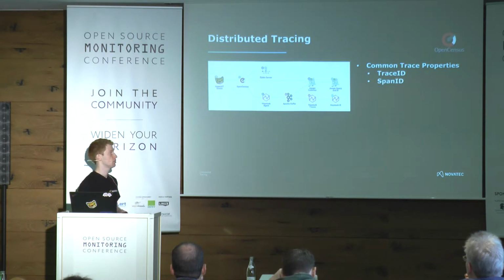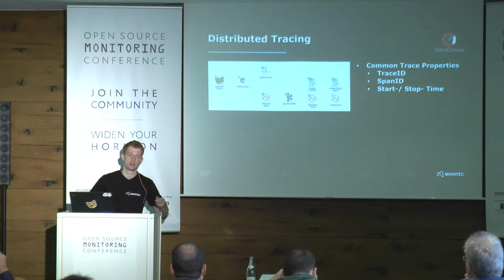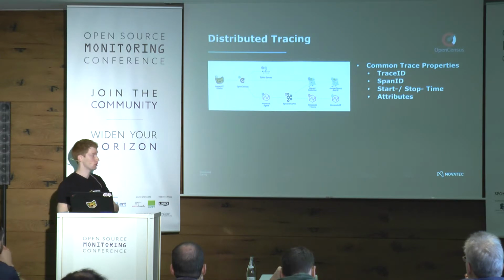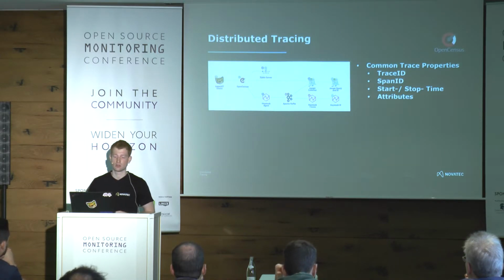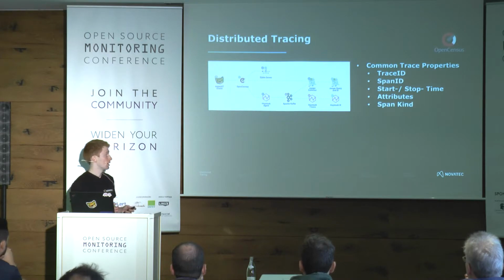So there's the trace ID, which is important. There's the span ID, which is important. And for sure, you have a start and stop time, which is also relevant in order to compute the response time. And in addition to that, you can just add some additional attributes in order to give some context with it. So it could be a method name or something like that. And for sure, there's a span kind, which is also some basis.